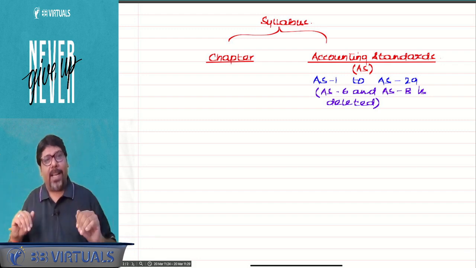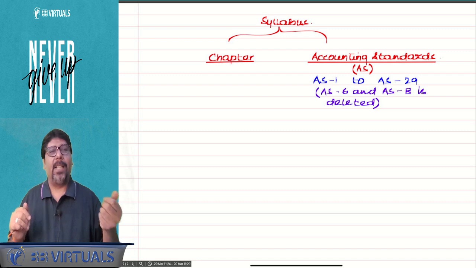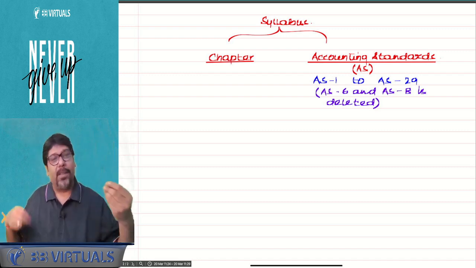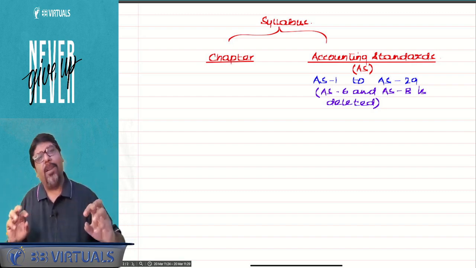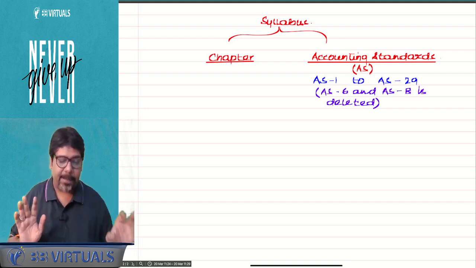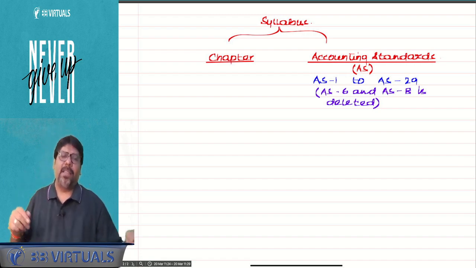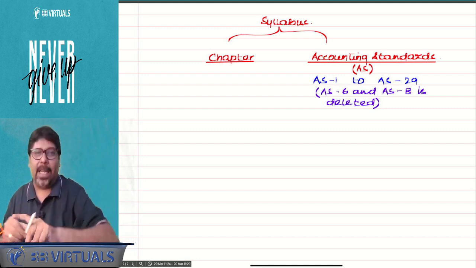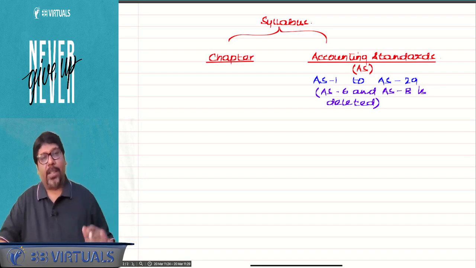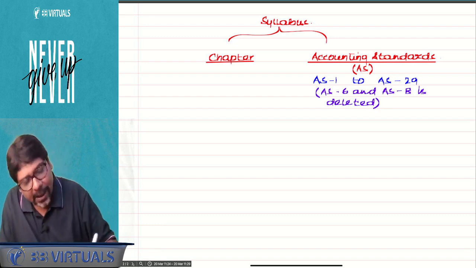Similarly, 6 and 8 are not part of the house individually now. It does not mean that they were redundant, or that the information given over there was useless. So 6 and 8 got merged with different standards. 6 got merged with 10 and 8 got merged with a little bit of 4, a little bit of 29. Here and there it got settled. Okay. So you are left with how many accounting standards?